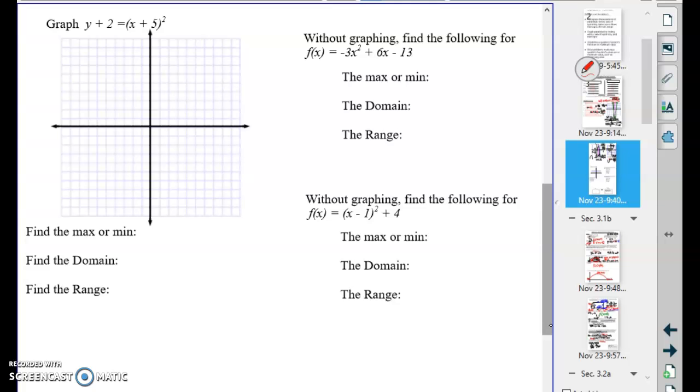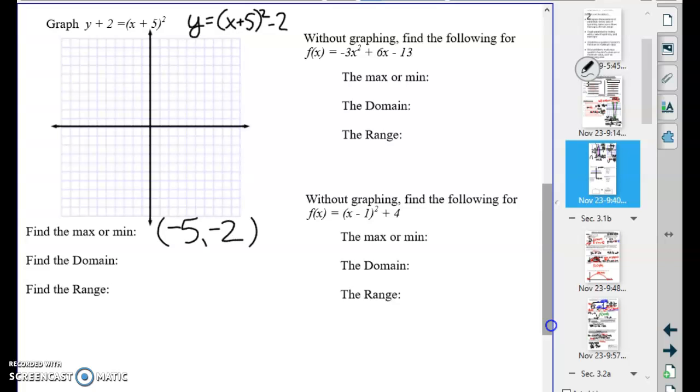So graph that up there. It says y plus 2 equals x plus 5 all squared. Now, if I want to get it into a form that I like, I'm going to rewrite it as y equals x plus 5 all squared minus 2. Figure out why I did minus 2. Okay, if that's the case, then this is beautiful. I know that my max or min is going to be at negative 5, negative 2.